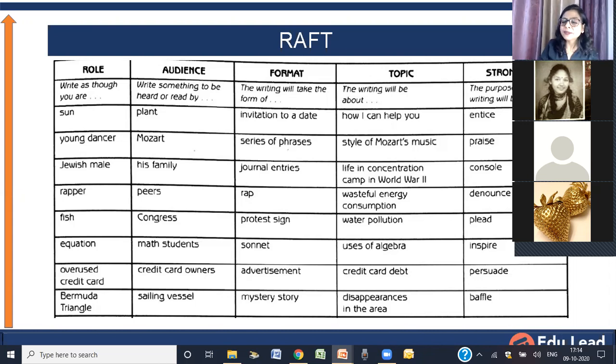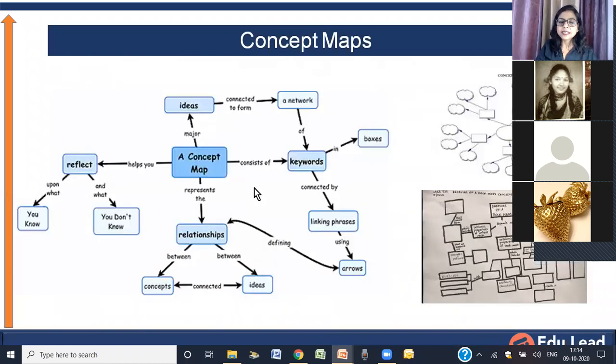Everybody's going to be laughing, and humor inside the class enhances learning. So that's another activity, which is RAFT. The third thing, this was also mentioned, is concept maps. Now, how do we use concept maps for differentiation?